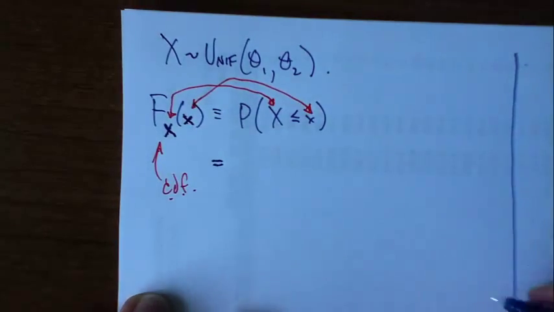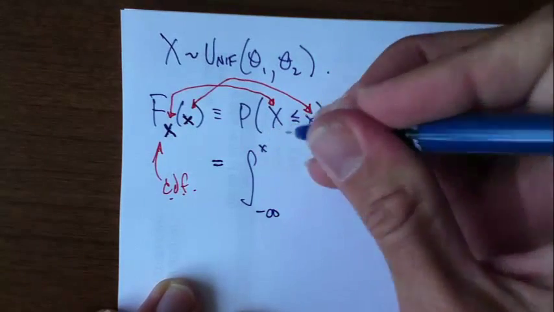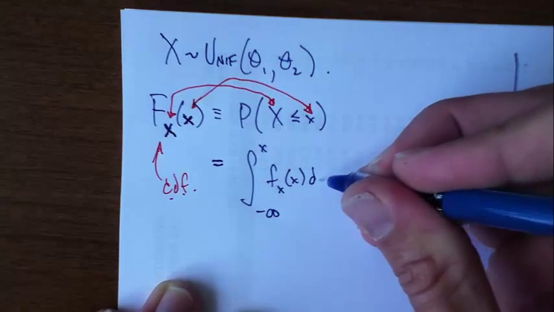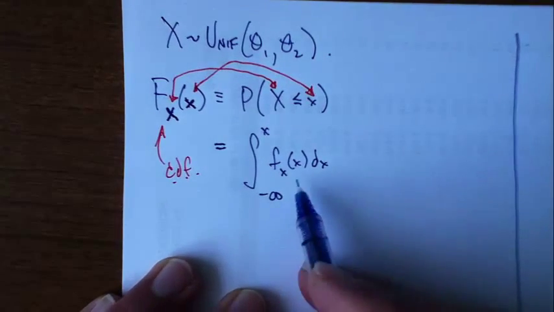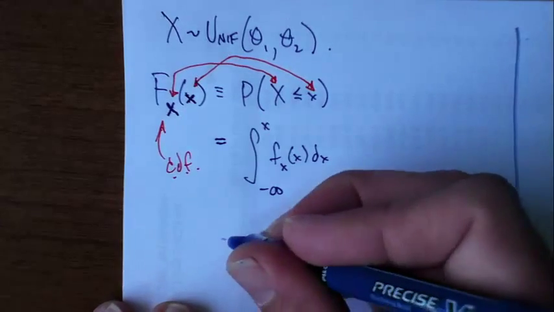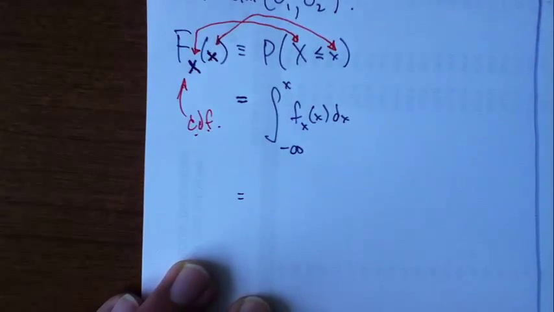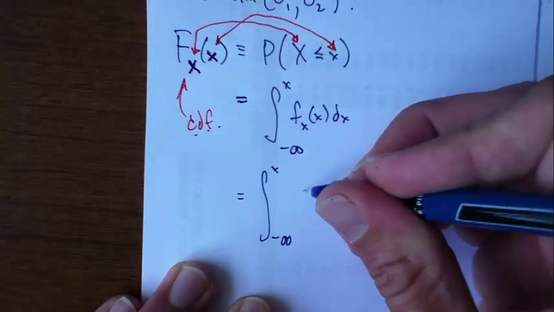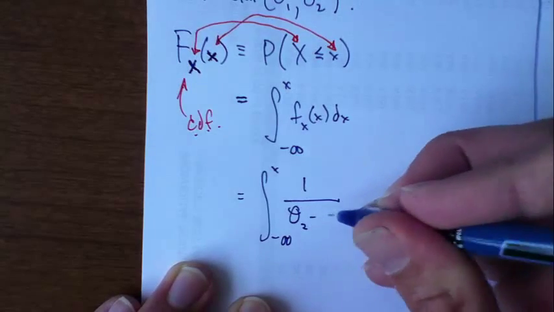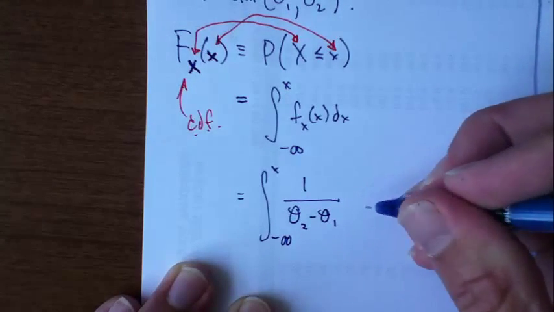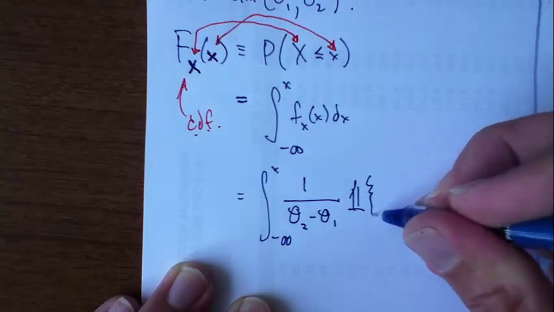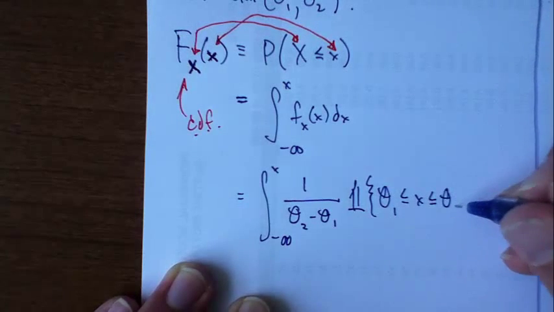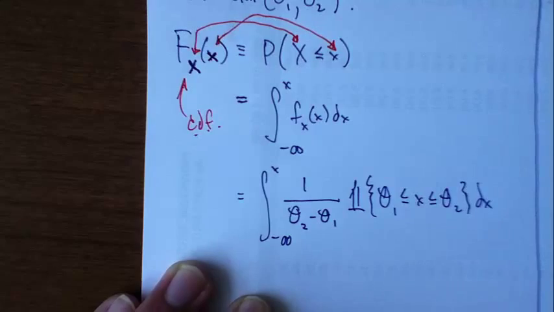Alright, so how do we do this? Well, it's just the integral from negative infinity up to x of the density function. That's what it is for any continuous random variable. Now, for our specific one, this uniform random variable, we have the integral from negative infinity up to x of, and just drop in the density function there. It's 1 over theta 2 minus theta 1 times the indicator function of theta 1 being less or equal to x being less or equal to theta 2, dx.